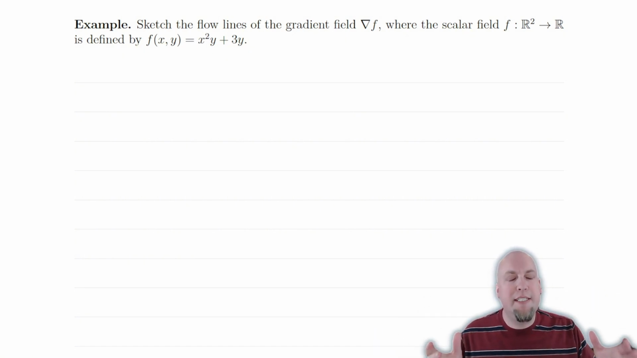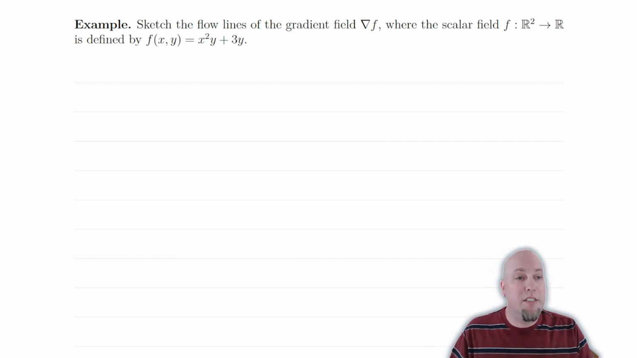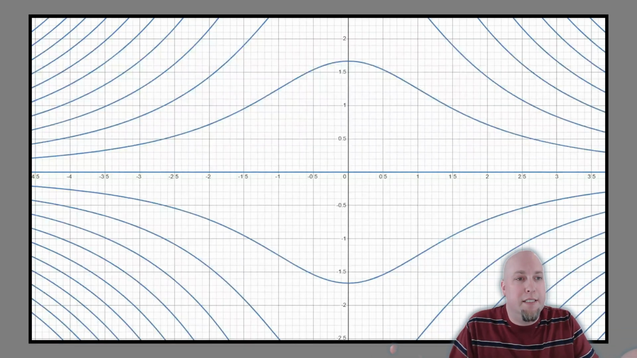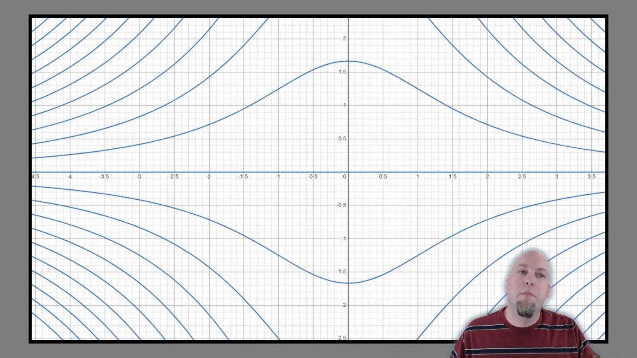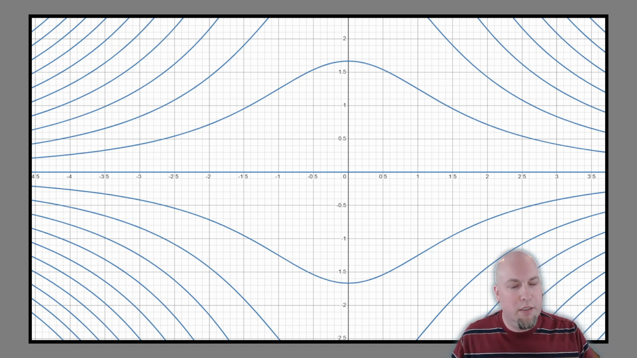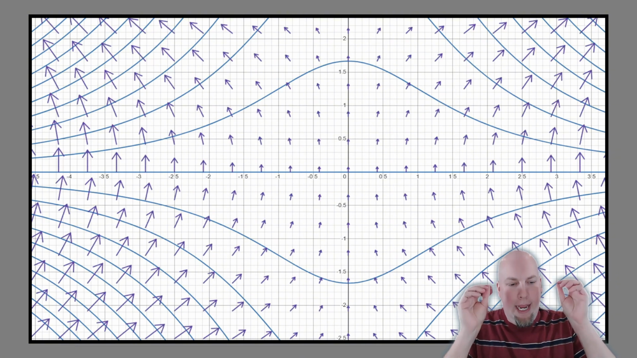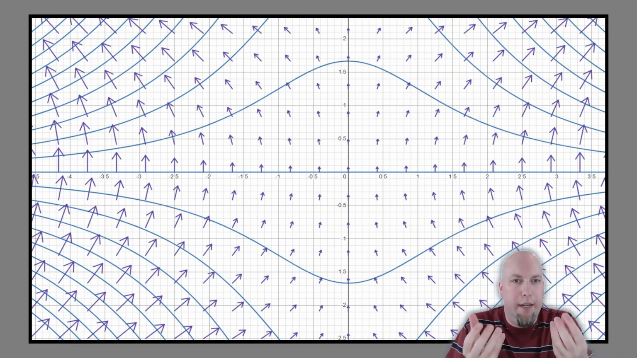And to figure this out, I want to remind you of some things that we saw about this particular gradient field in previous lectures. We talked about what its contours look like, and they look something like this. And if you remember things from multivariable calculus, the gradient of a scalar field is always perpendicular to the contours. And well, what is a flow line of a gradient field?